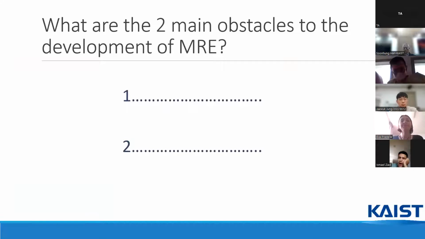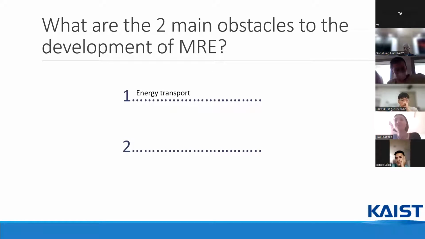Okay, there are two main obstacles to the development of those technologies. Do you have an idea of what those main obstacles are? Maybe to connect the energy to the power grid, to transport the energy. Right. When the plants are constructed in the middle of the ocean, you have to carry the electricity from the ocean to the land. So that's the first main obstacle.